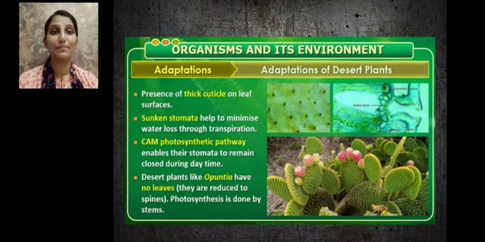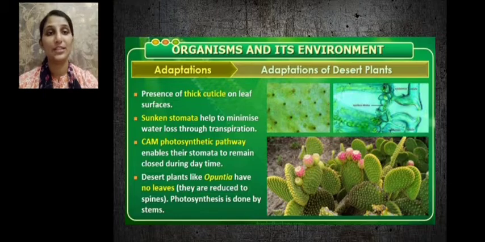Adaptations of desert plants. We know they have certain adaptations. Cactus has a thick cuticle on the leaf surface so as to minimize water loss. They have sunken stomata. We know stomata are tiny pores through which transpiration, or loss of water in the form of water vapor, takes place. So when the stomata are sunken, it prevents water loss through transpiration.